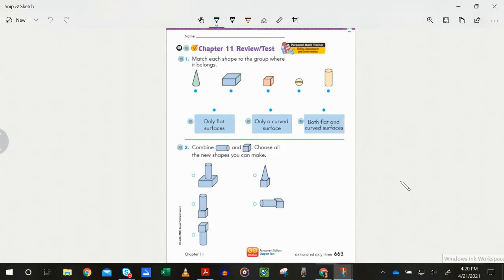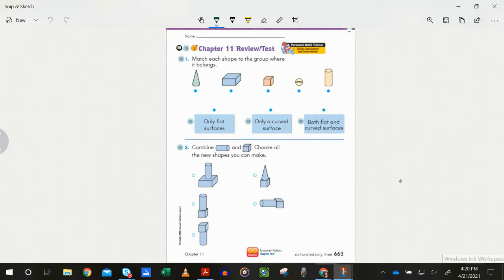Number 1, it says match each shape to the group where it belongs. So notice at the bottom, we have only flat surfaces, only a curved surface, both flat and curved surfaces. We only have 3 choices down here, even though there's 5 shapes here. So each shape needs to go to one of these choices. These choices might be used more than once. So looking at the first shape, does that have only flat surfaces, only a curved surface, or both flat and curved? Match it.